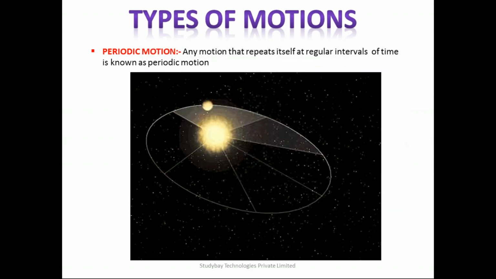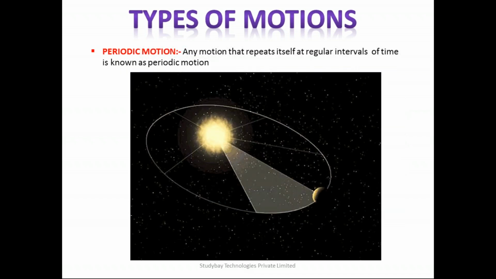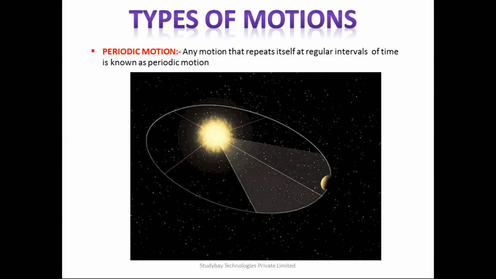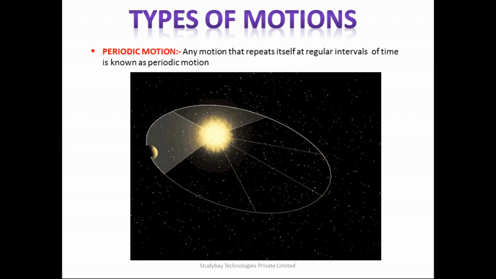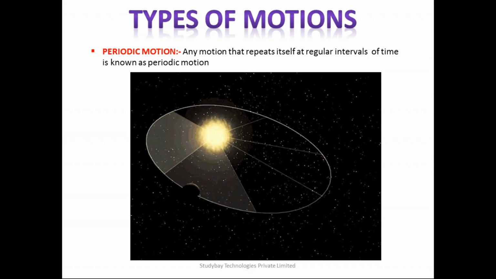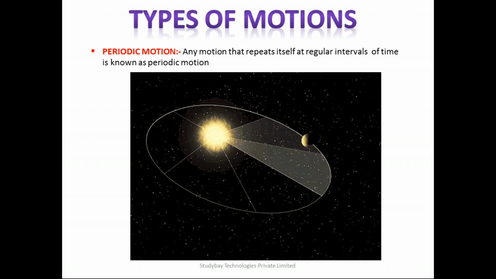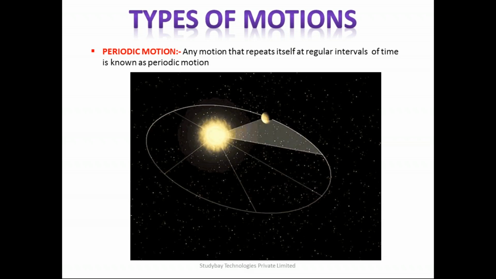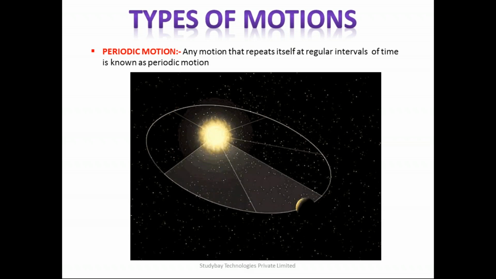Then we have periodic motion. Any motion that repeats itself at regular intervals of time is called periodic motion. I'm sure you might think of a weekend test that is supposed to be on Sunday. So every Sunday we have a test. That means we have a periodic motion over there. I mean, let's take it a little more seriously now.